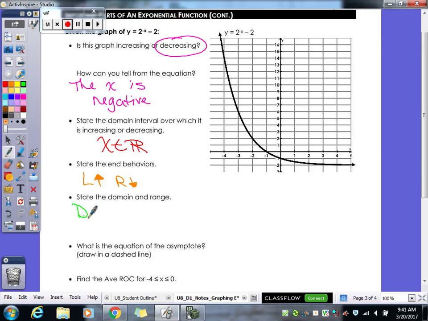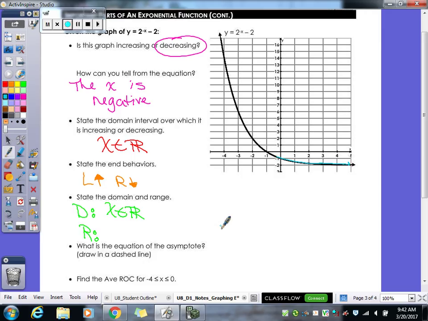All right, next we're stating our domain and our range, which we already talked about our domain. x is an element of the reals. You can use every single x value for your domain here. Not the same with y. You see how the y kind of seems to level off here?